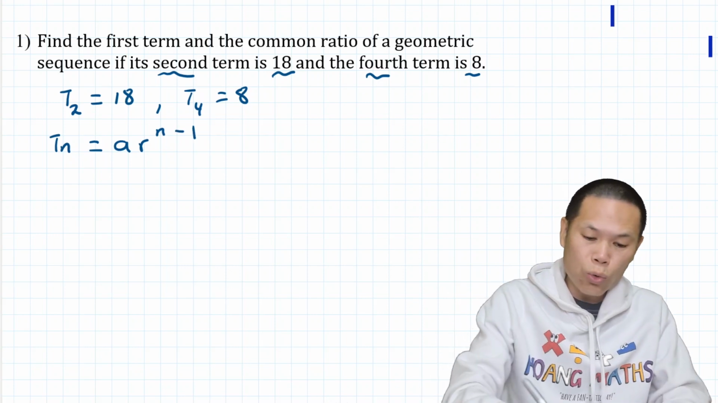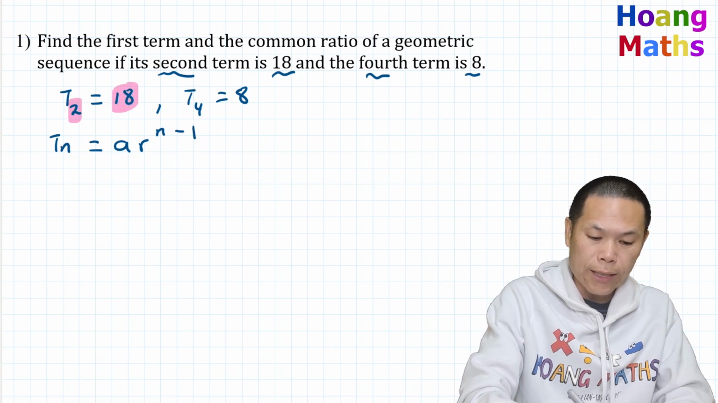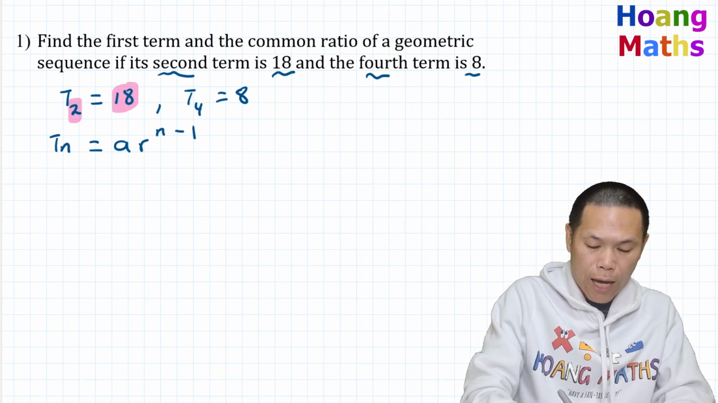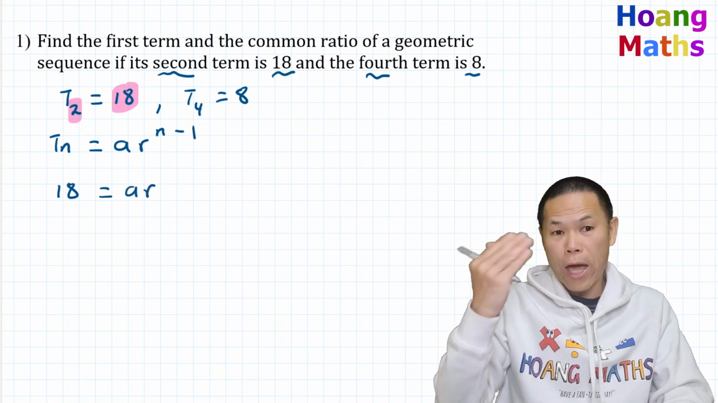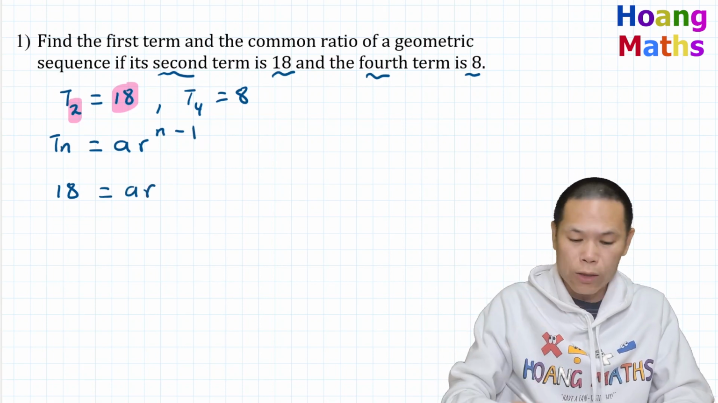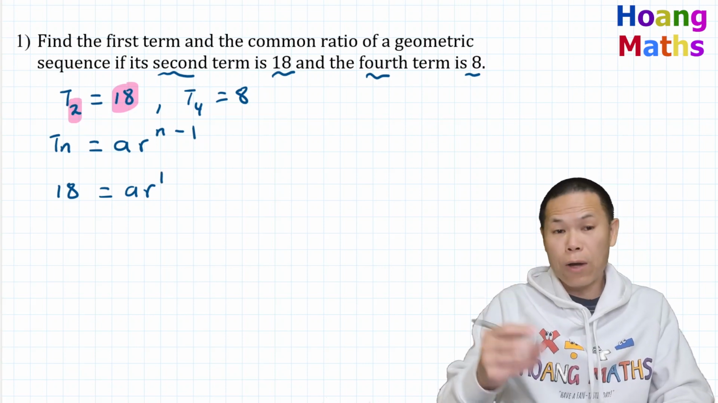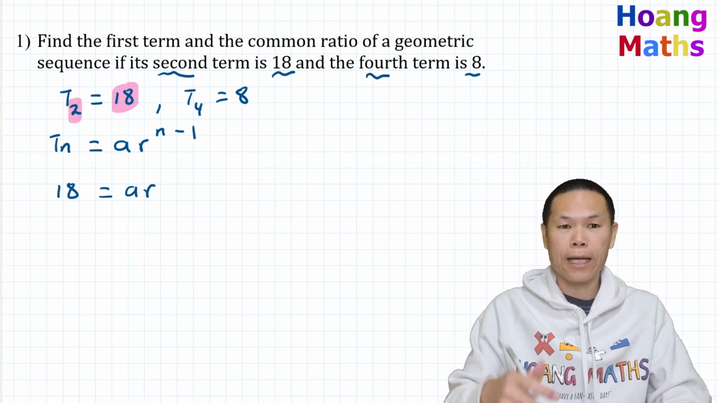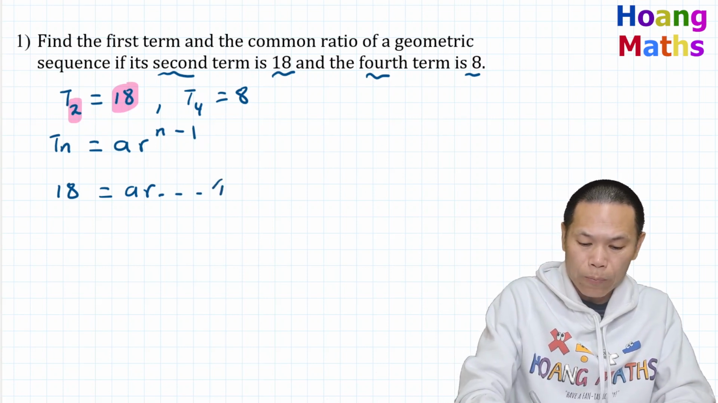So we have term 2 is equal to 18. That means 18 will give me AR. So n is 2, so 2 minus 1 is 1. Therefore, AR power 1. R power 1 is just R. Okay, so let's name this equation number 1.